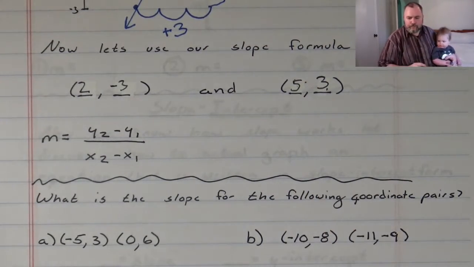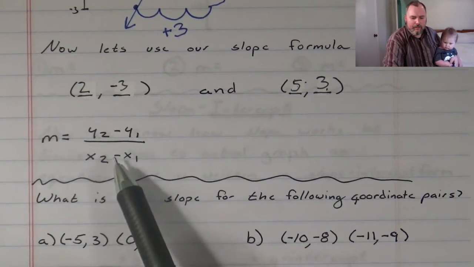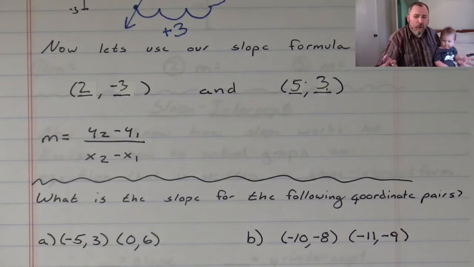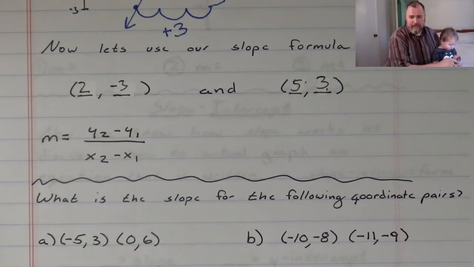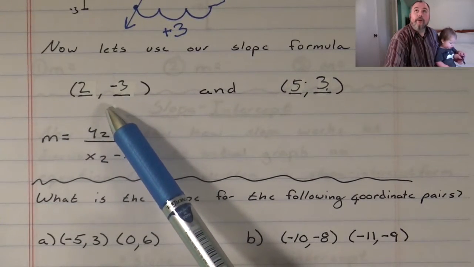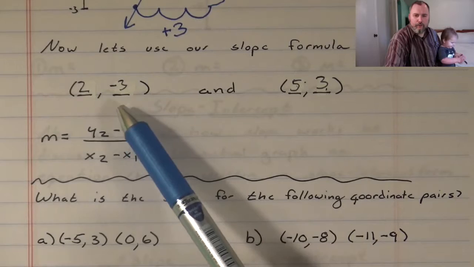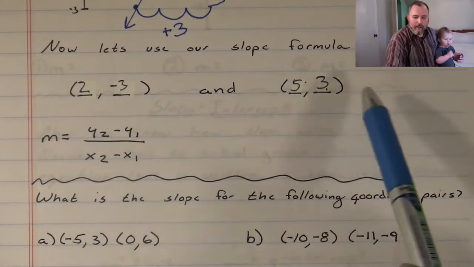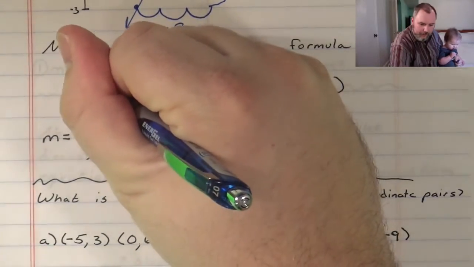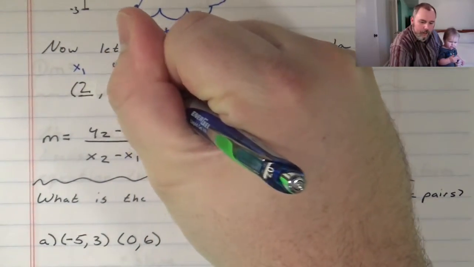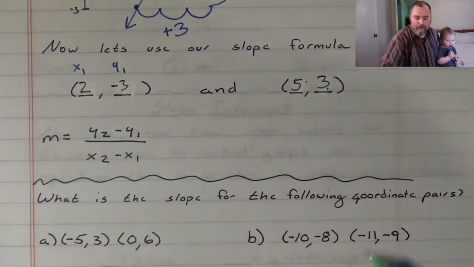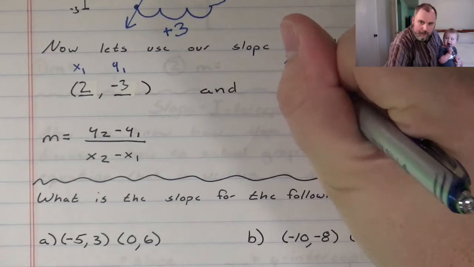All right, so we have this equation, m is equal to y sub 2 minus y sub 1. Well, what's all this mean? This is what I want you to look at. Basically, we started at this point right here, 2, -3, and we went to 5, 3. So this is our first point. We're going to label these as x sub 1 and y sub 1. And if this was our first point and this was our second, this is going to be x sub 2.